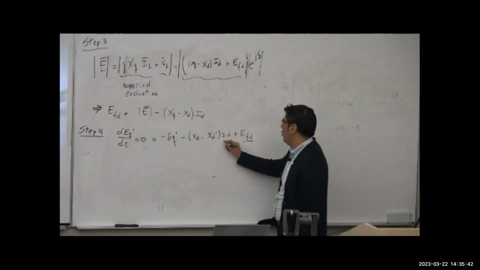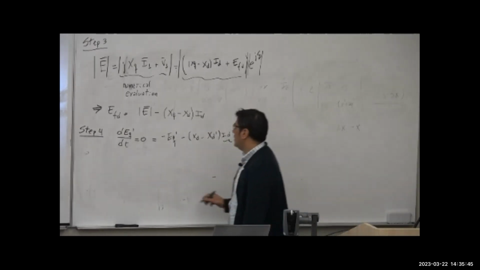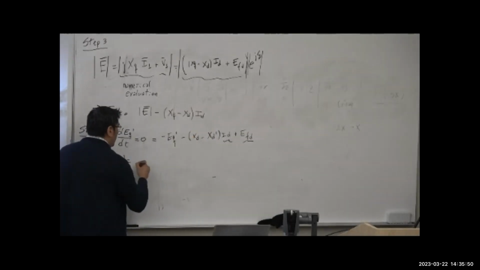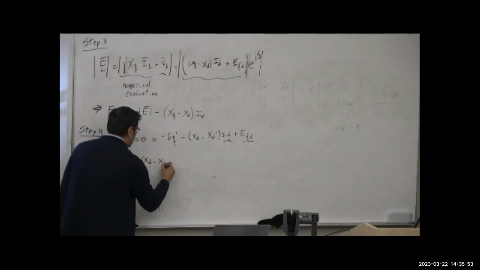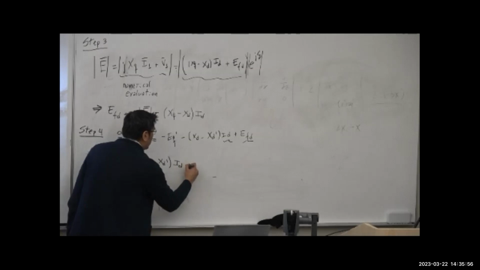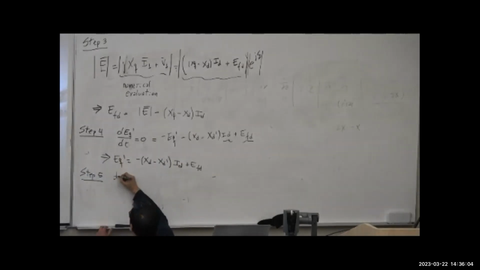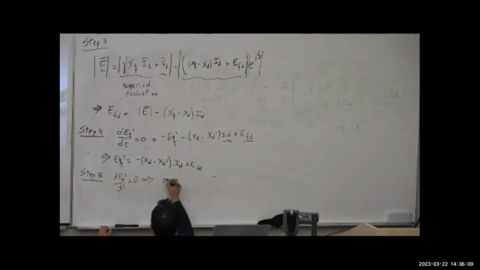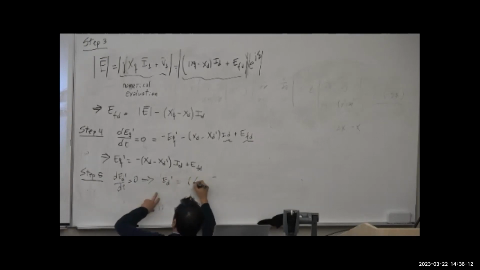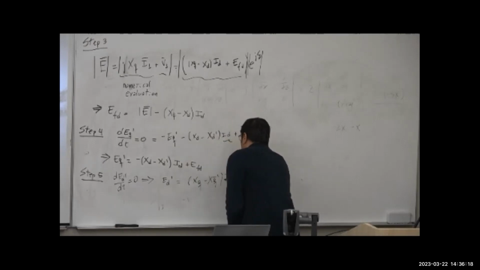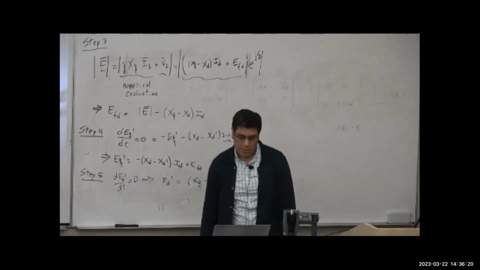We know this. We can determine EQ prime. So EQ prime will be equal to this. And step 5, we do something similar. And EV prime will be equal to that.